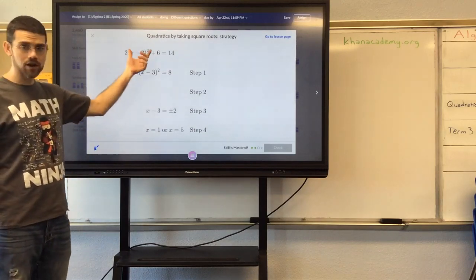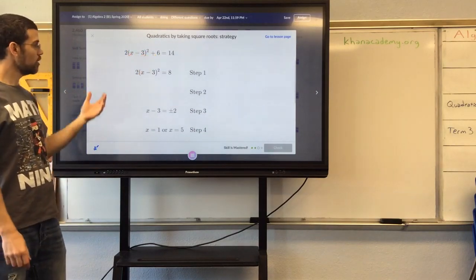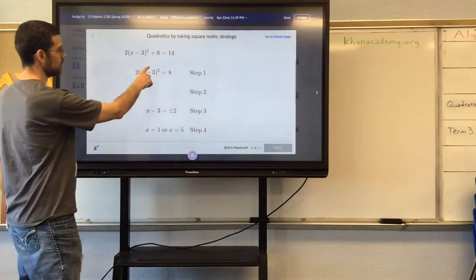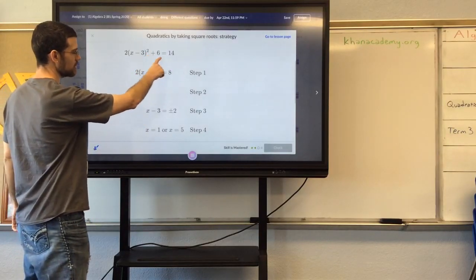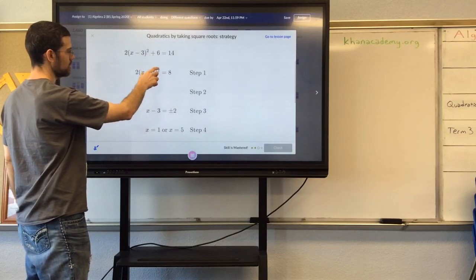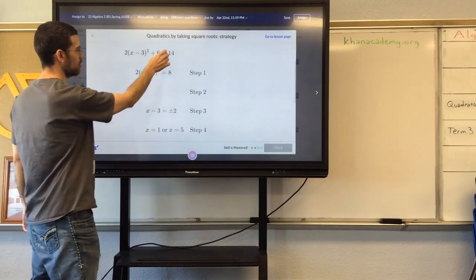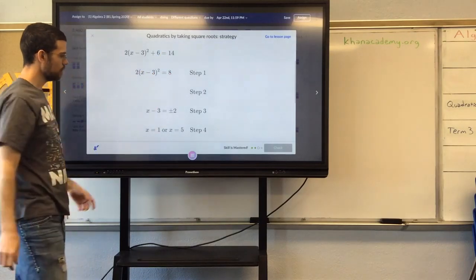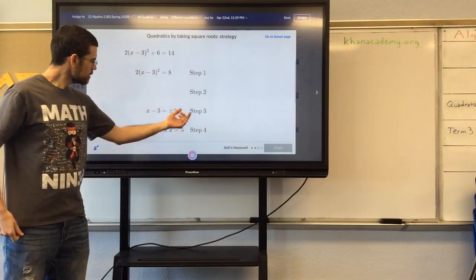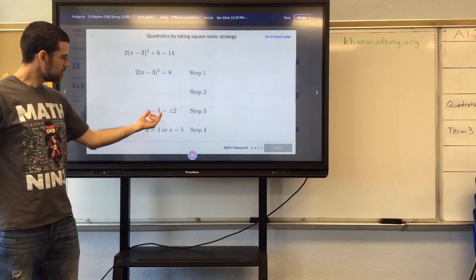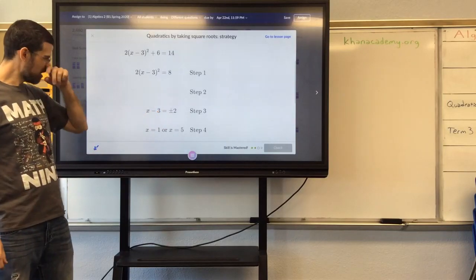Alright, so it started out with this. This was the given equation. Looks like she subtracted 6 from both sides of the equation, which left her with just this expression on the left. And 14 minus 6 is 8. Then, looks like step 3 is the result of taking the square root.